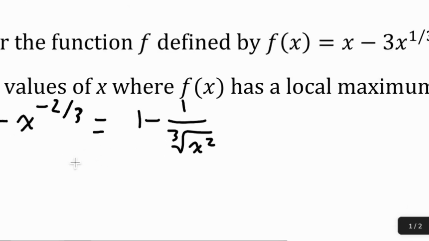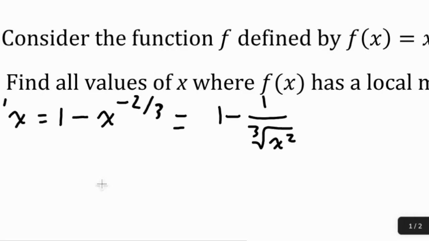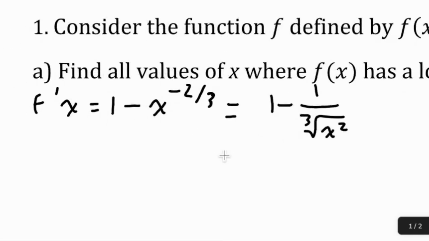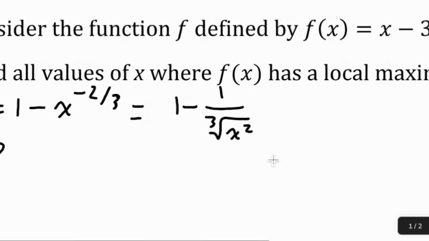So now that we have our derivative, we have to find the critical points. Remember, the critical points are where the derivative is equal to 0 or it's undefined. And because we have a term that has an x in the denominator, we can pretty easily tell where it is undefined. It's undefined where this denominator is equal to 0. So we know that x equals 0 is one of our critical points.